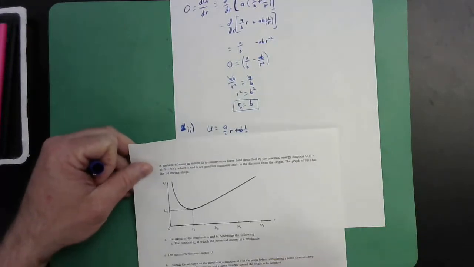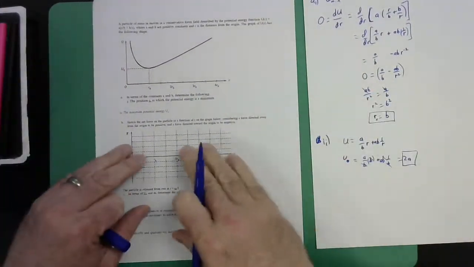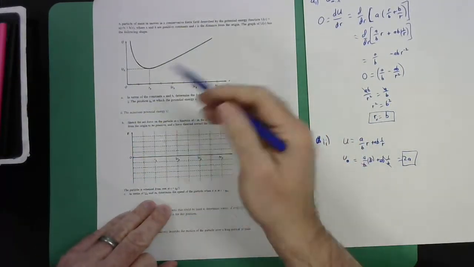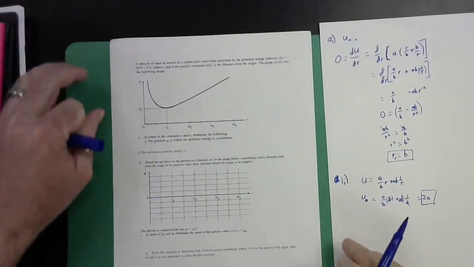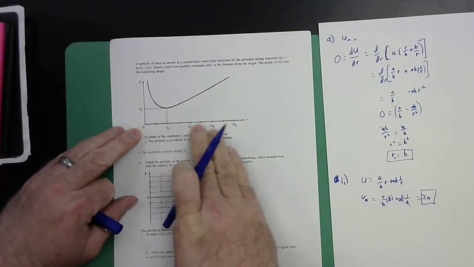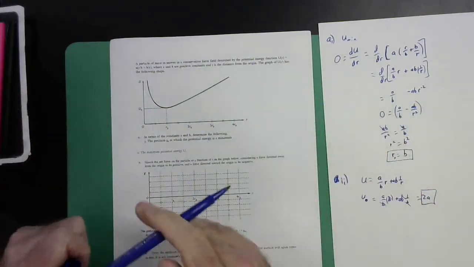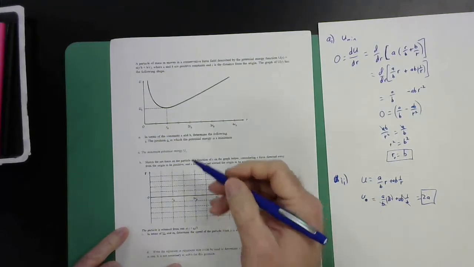Okay, now we're ready to go to part B. Part B says they would like us to sketch the force as a function of R on the graph here, considering a force directed away from the origin to be positive and towards the origin to be negative. You say, sure enough, here's the origin, away from the origin is the positive direction. Yeah, I know. Who would have graphed it any differently? But anyway, there's emphasizing.